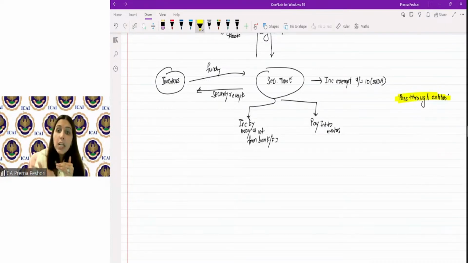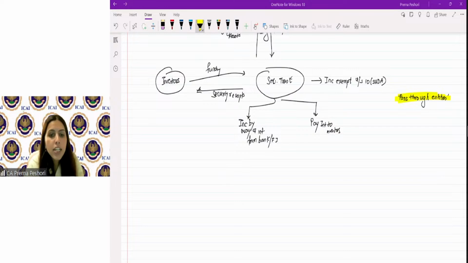That means the income is not taxable in their own hands because they are first of all not considered as a person. So the income will be taxed in the hands of the investors. Are we getting that? The income is taxed in the hands of the investor in the like manner and to the same extent as it would have been taxable in the hands of the trust.